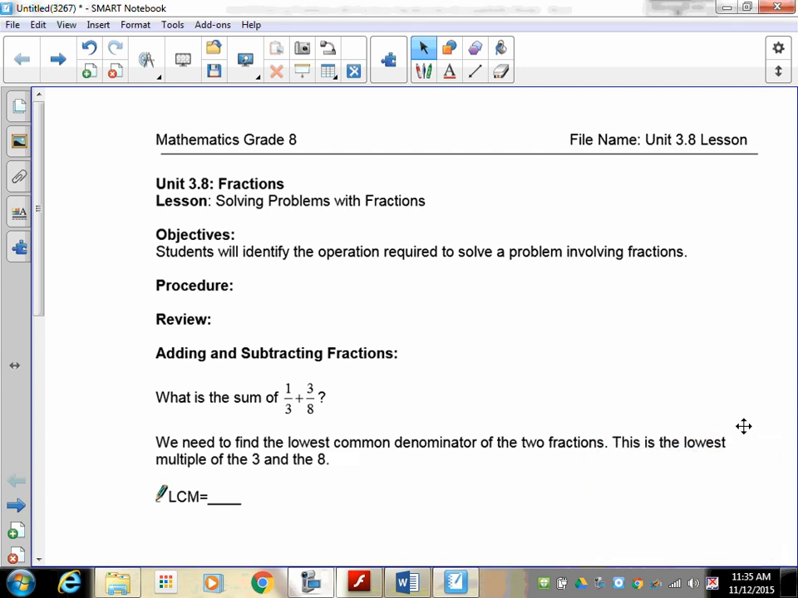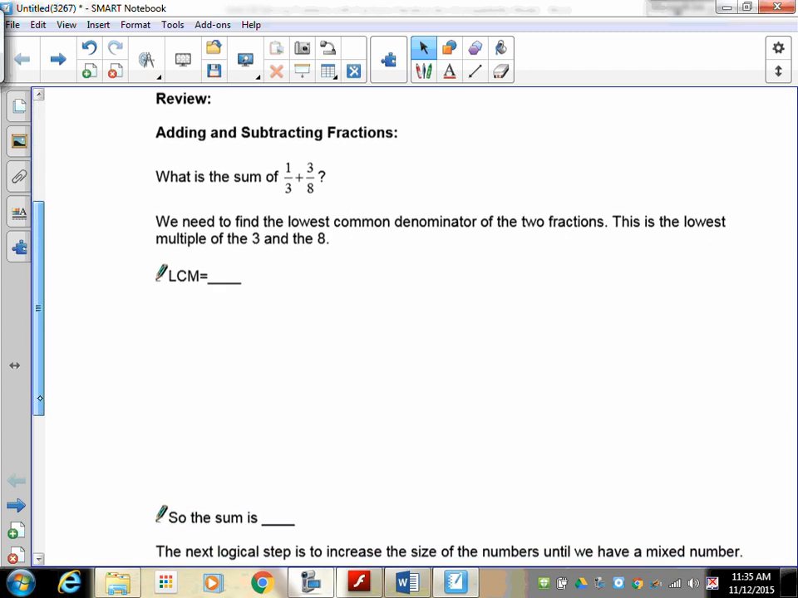Welcome to lesson 3.8 on fractions. Now that you know how to multiply and divide fractions, we have to take this one step further and go into doing some fraction problems. However, I do realize that it's been a long time since you've added or subtracted fractions, like a whole year.